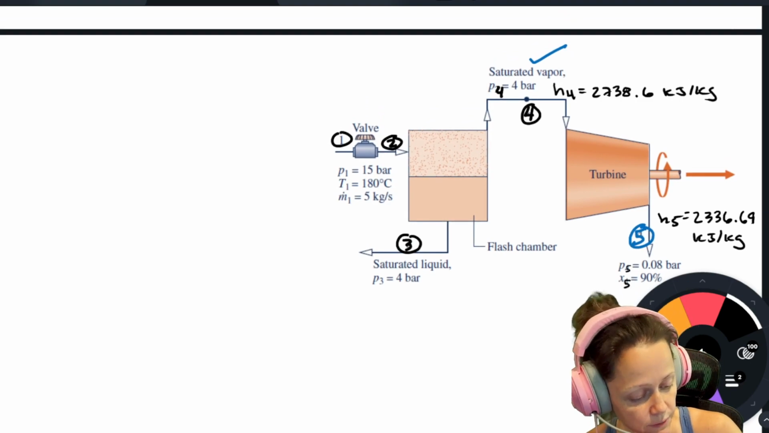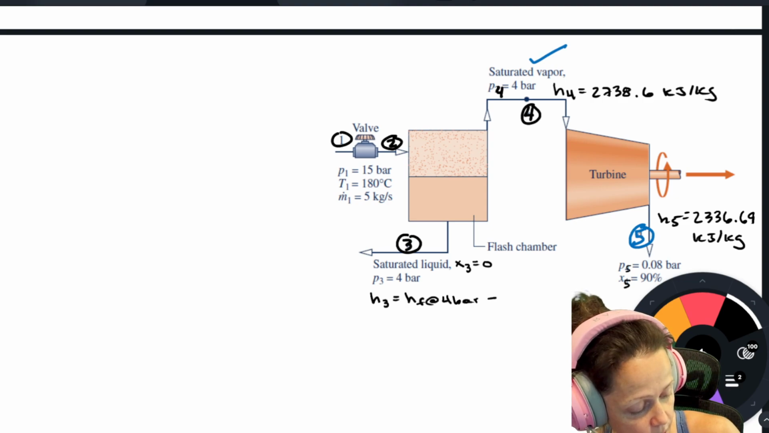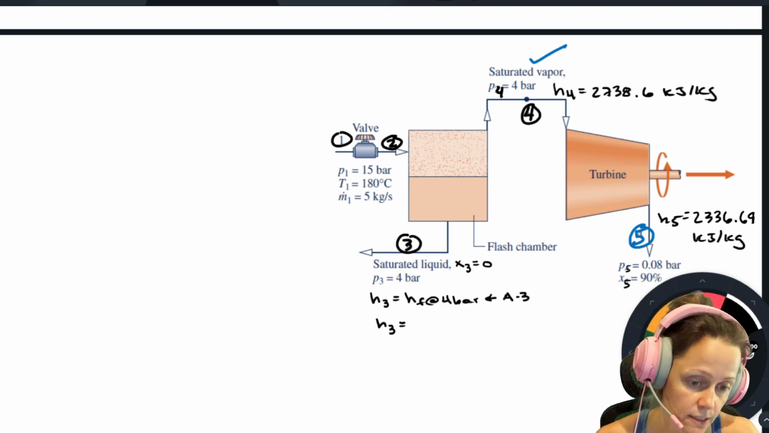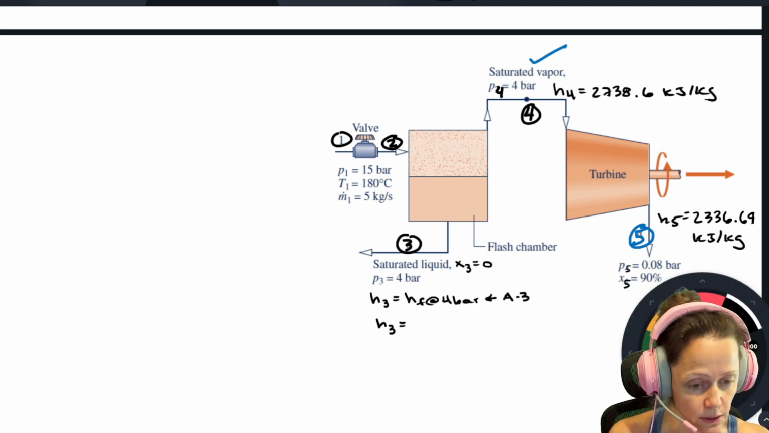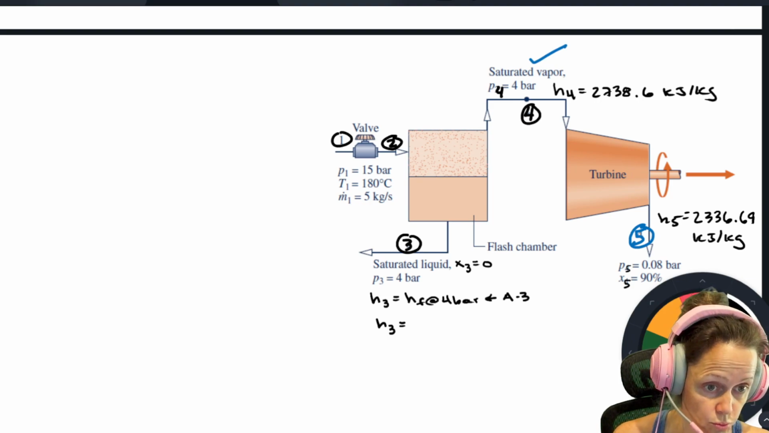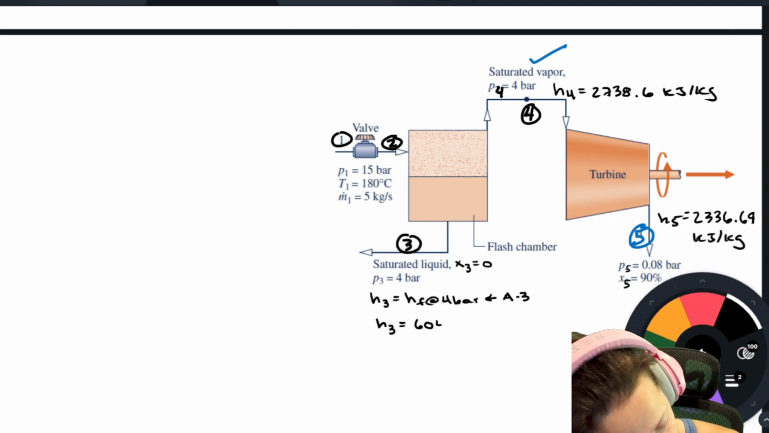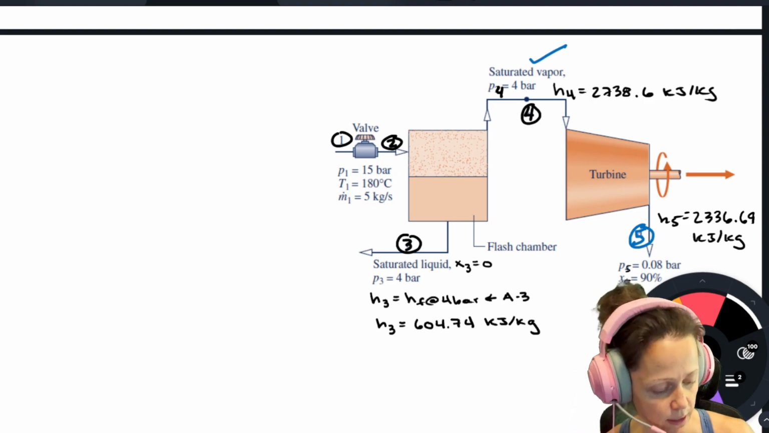So at state 3, I've got a saturated liquid, meaning that my quality is 0. So H3 is going to be the h sub f at 4 bar. And this guy is going to be found in table A3 as well. And I got an H3, see, at 4, it's at 0.8 bar, 604.74.